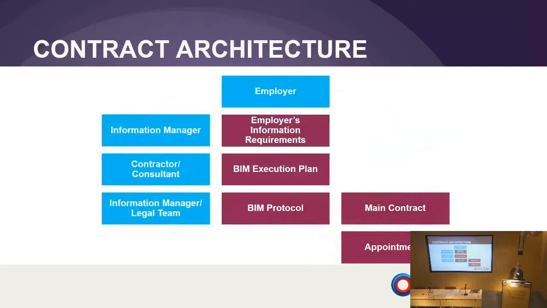So once we've looked at the procurement aspect, we'd look at the contract architecture. So this diagram is how I've tried to download my brain of how I think the legal structure works. I tend to work client side, so I'm sat at the top there with the employer. What the employer wants from the BIM model should go into the employer's information requirements. They can use an information manager to help them do that. So that's kind of the structure of my diagram.